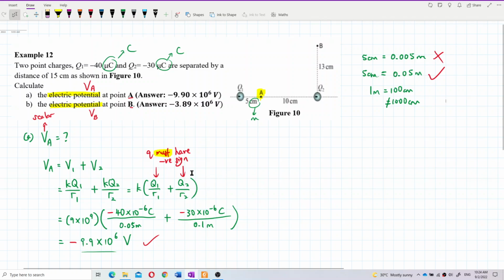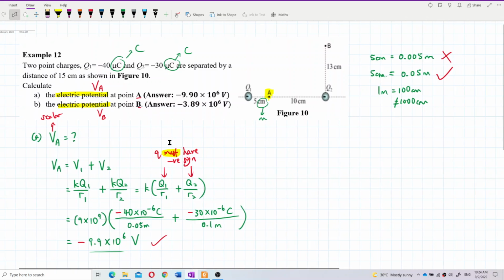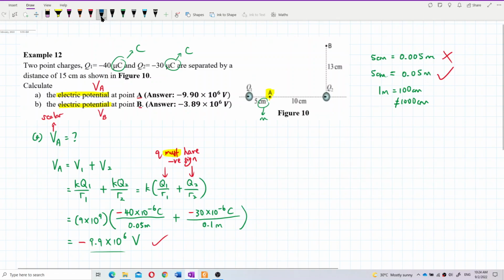Okay, now let's do B. Question B. So I already got the potential at A. That's potential at A, negative 9.9 exponent 6 volt. No need to resolve X or Y component. Just total up. The charge must have negative sign. That's for scalar quantity.